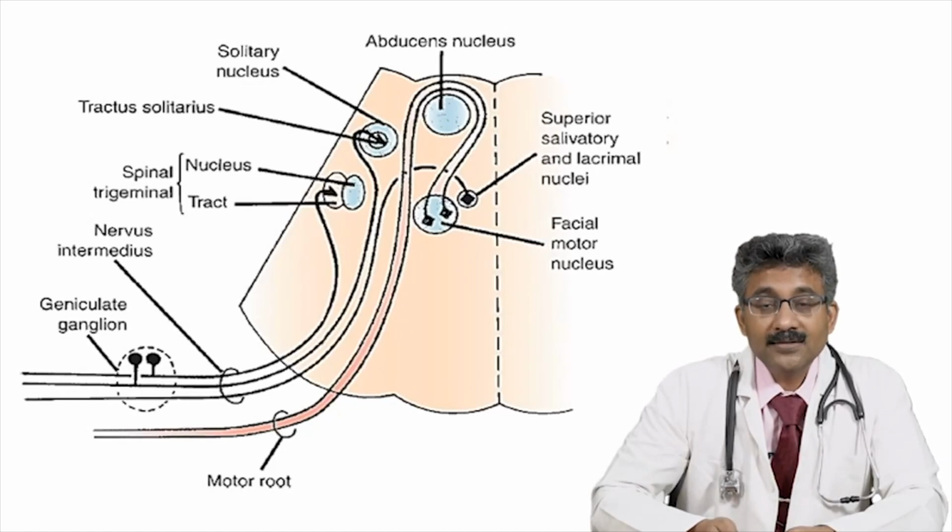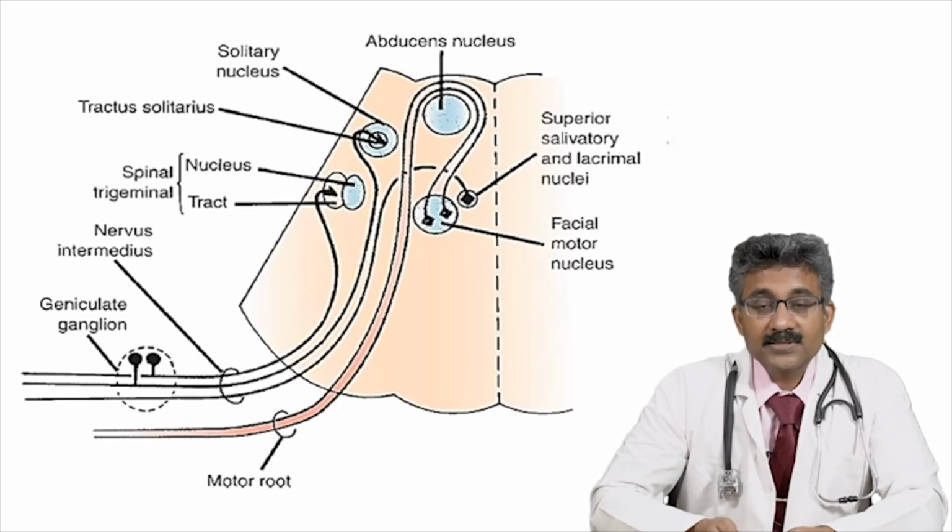It goes and takes a turn around the abducent nucleus, and this is the motor root. Now the fibers from the superior salivatory nucleus and lacrimal nucleus join with the fibers from the nucleus of the tractus solitarius. You can see here the solitary nucleus. This nucleus contains the fibers of the chorda tympani, which supplies the anterior 2/3 of the tongue and carries the special sensation, that is the taste sensation, and also the posterior 1/3 of the tongue, which is the glossopharyngeal nerve. So this nucleus of tractus solitarius contains those fibers.